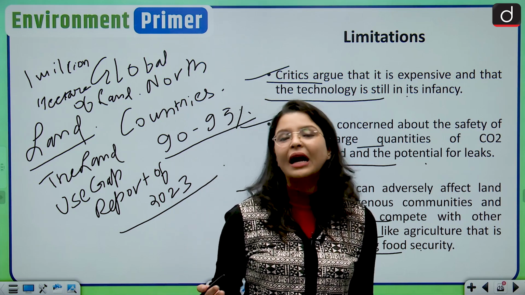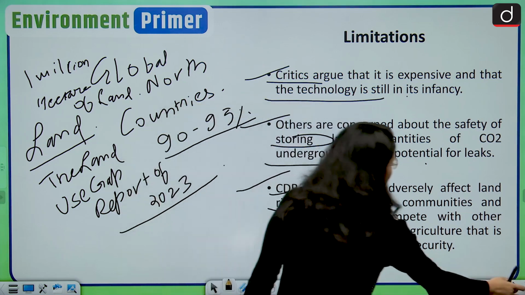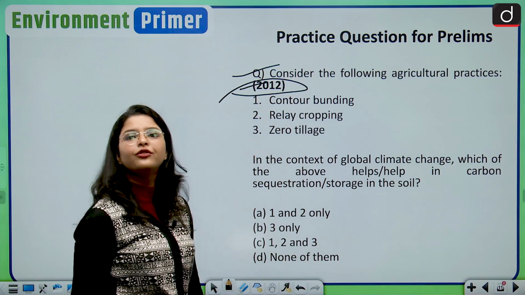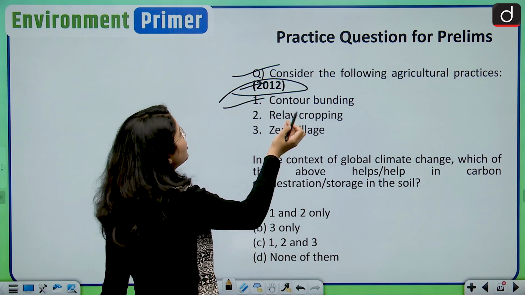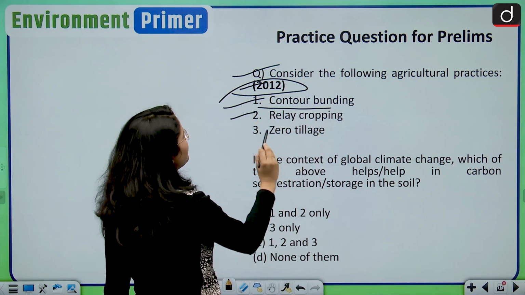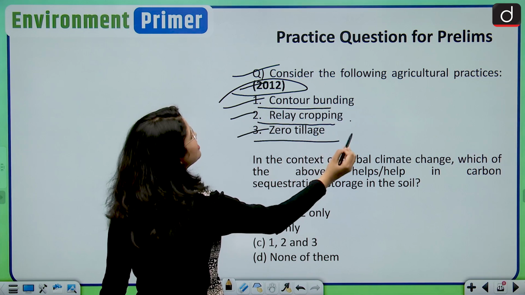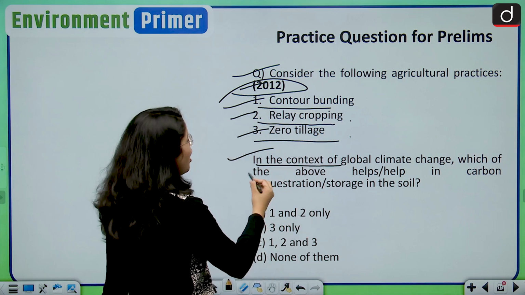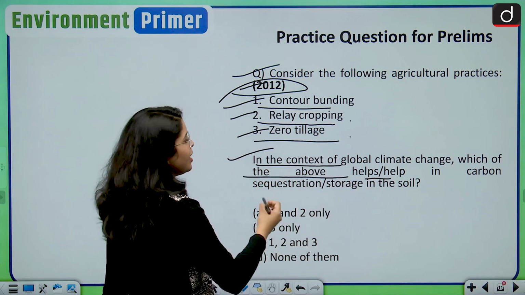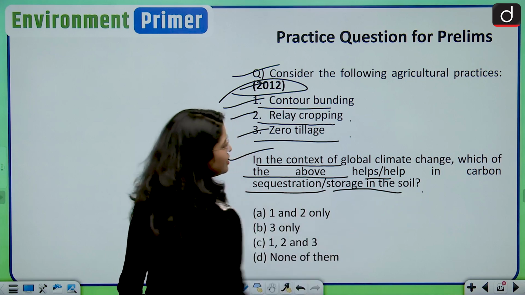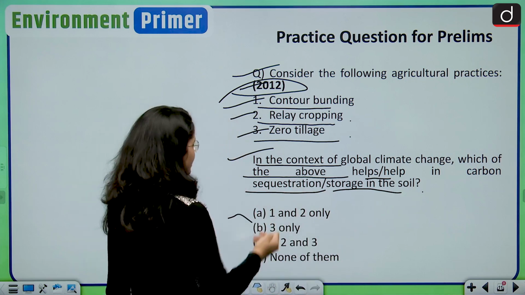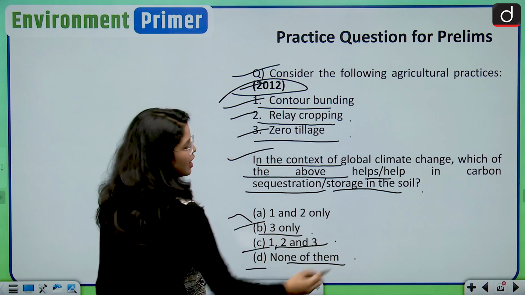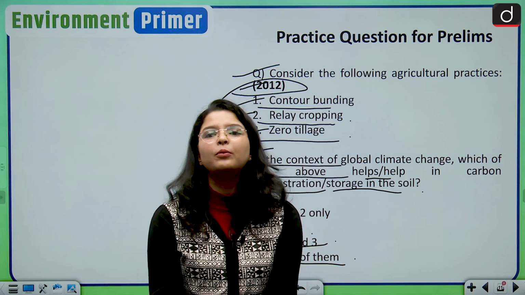Now let us see a practice question for your prelims examination. The question is, consider the following agricultural practices, and this is a PYQ of the year 2012. Number 1 is contour bunding, number 2 is relay cropping, and number 3 is zero tillage. In the context of global climate change, which of the above helps in carbon sequestration and storage in the soil? Option A is 1 only, option B is 3 only, option C is 1, 2 and 3, and option D is none of them. Kindly drop your answers in the comment box below.